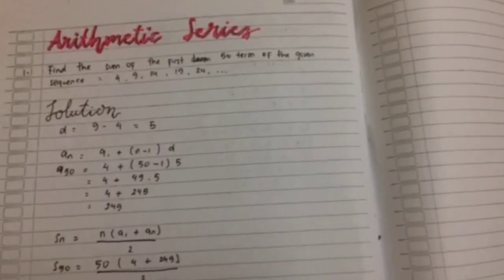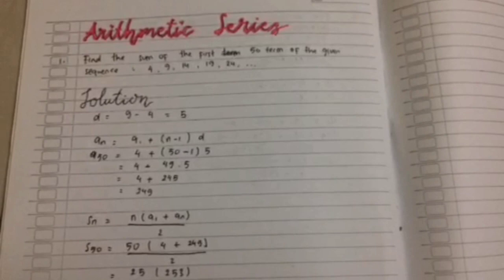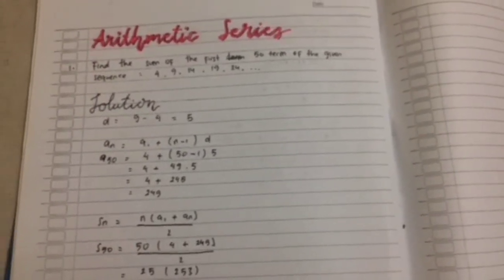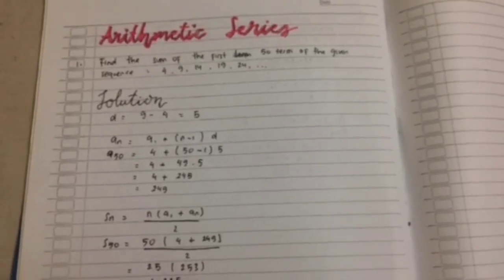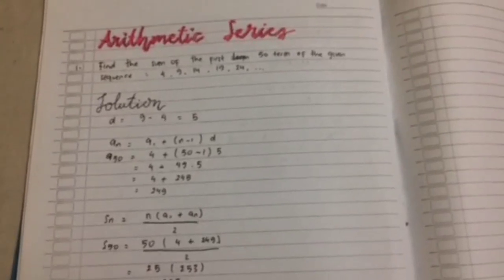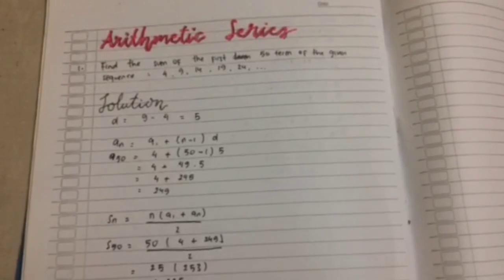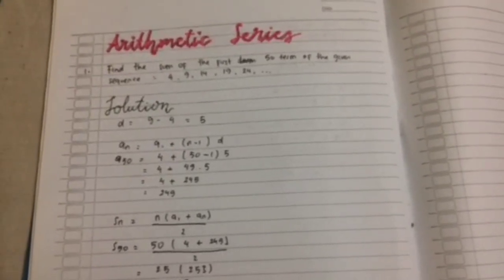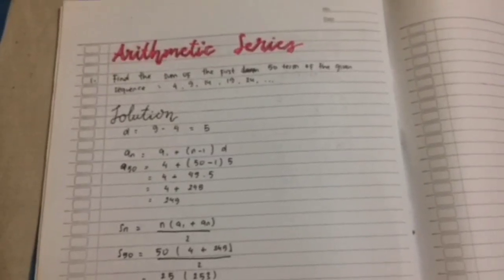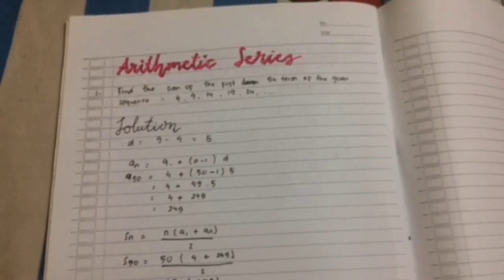So this is the example for the arithmetic series. Find the sum of the first 50 terms of the given sequence 4, 9, 14, 19, 24, and 3 dots. The solution. Determine whether or not there is a common difference between the given terms. d equal 9 minus 4 is 5. Note that the difference between any two successive terms is 5.